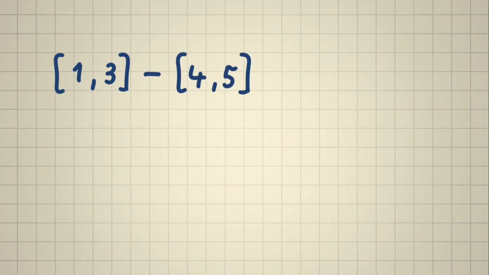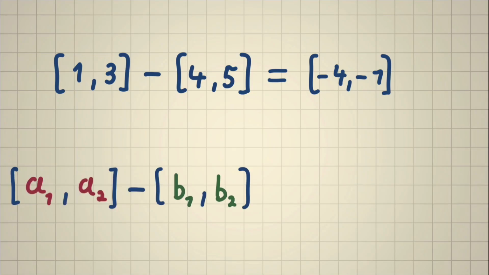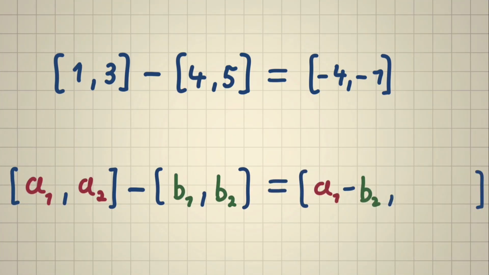Okay, what about subtraction? The smallest and largest possible values are also easy to see here, namely 1 minus 5 for the left endpoint and 3 minus 4 for the right endpoint. In general, the difference between the first and the second value and the second and the first value, respectively.